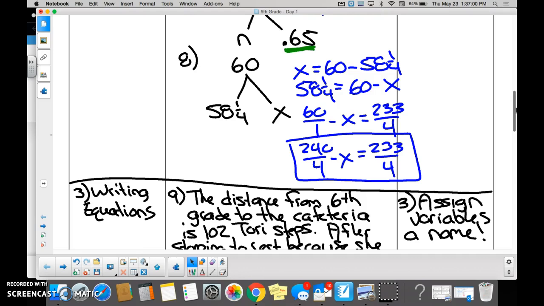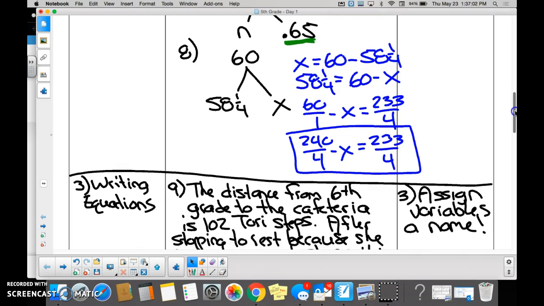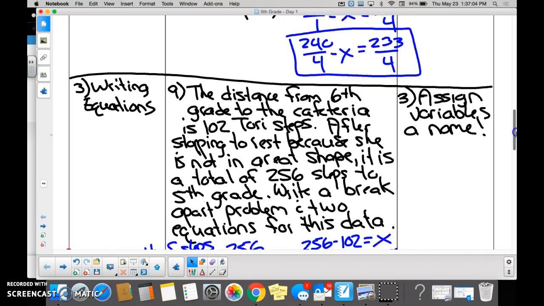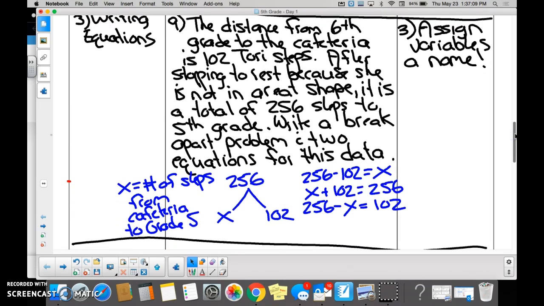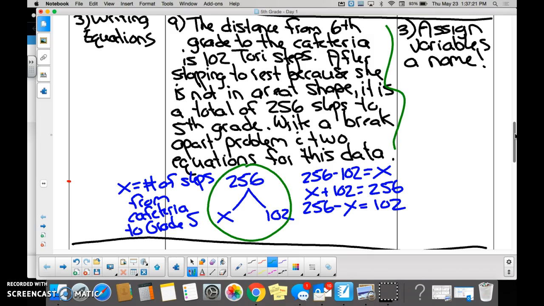Yes, no? Yes. Cool. And then number 3, we did an actual real life problem, which we try to do in every single lesson. We were talking about the distance from 6th grade to 5th grade. You guys created your own break apart problem here. I didn't give it to you, right? The other ones I gave it to you, you had to write the equation. And you guys were able to do this from all of that information right there. 256 represents what? Anybody? Somebody raise your hand. Yes, ma'am. The number of steps from 6th grade to 5th. The number of steps from 6th grade to 5th grade.